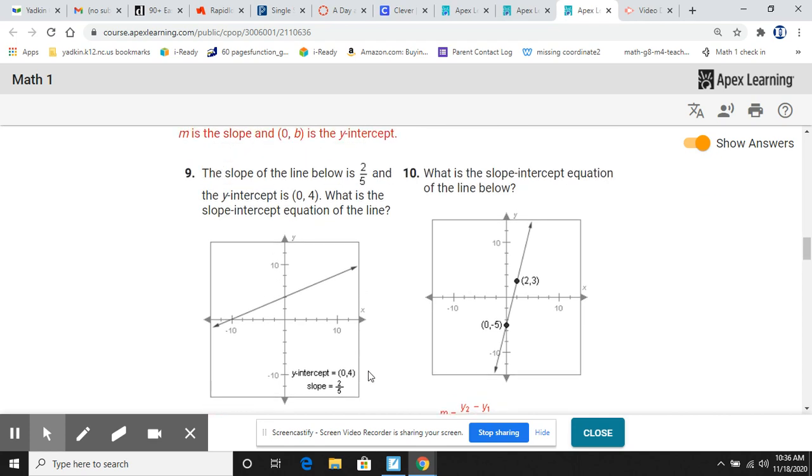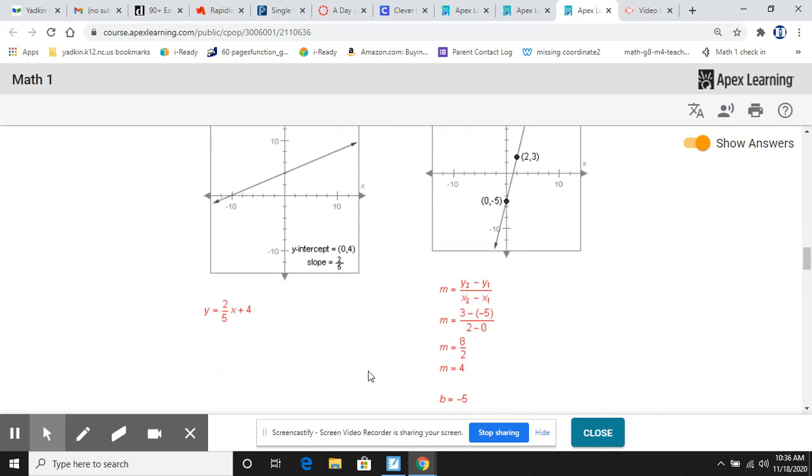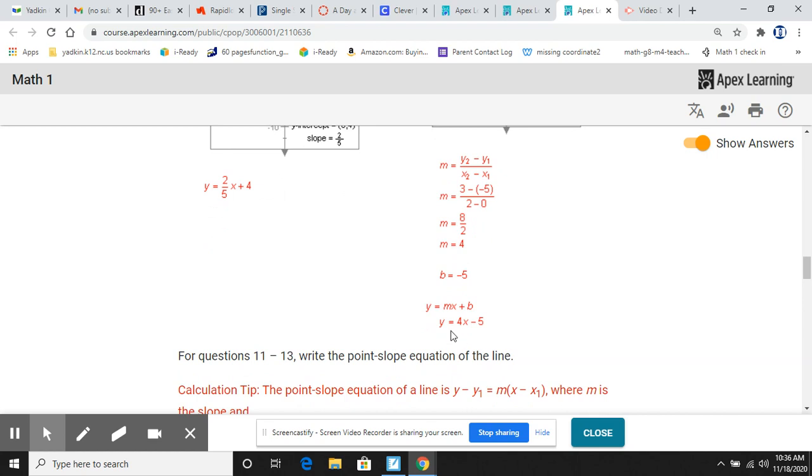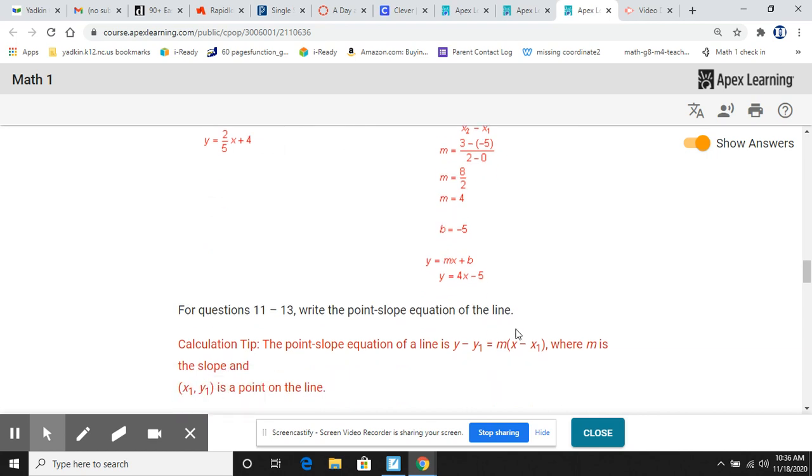Number 10, what's the slope-intercept equation of the line below? They don't give you the slope, but they do give you a graph with 2 points. So you use the 2 points to find the slope, and you look at the graph to see what the y-intercept is, which is -5. So that's why this is your equation right here.